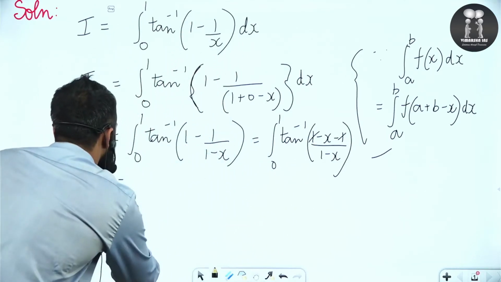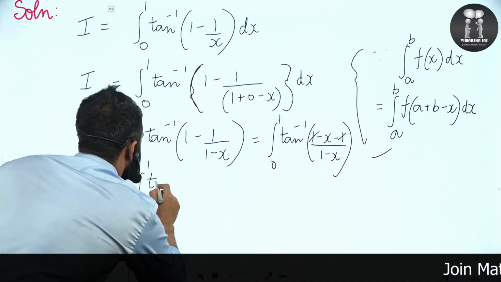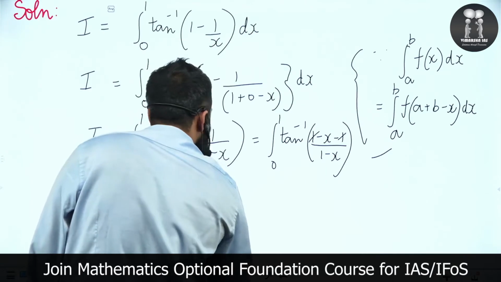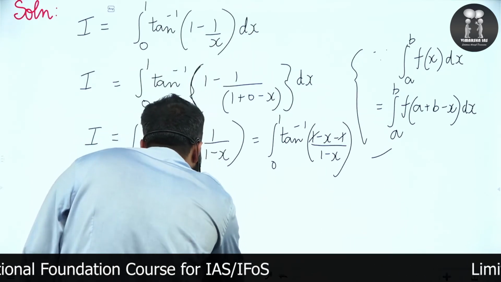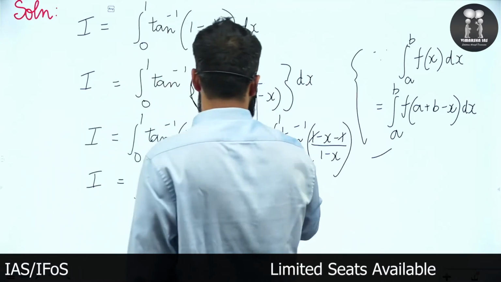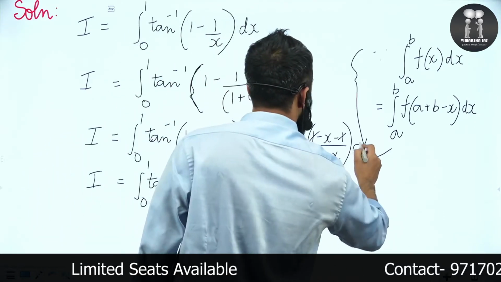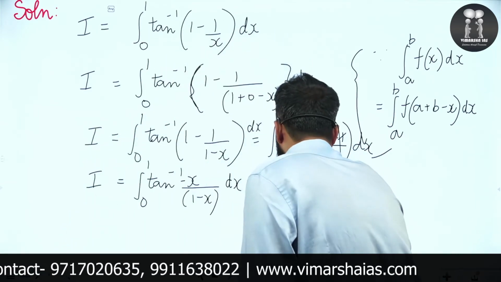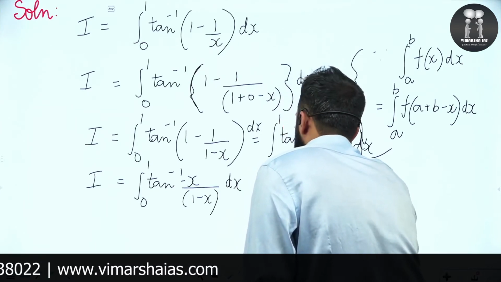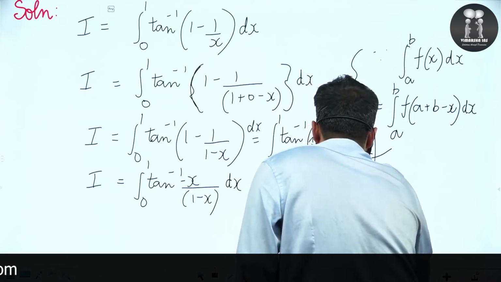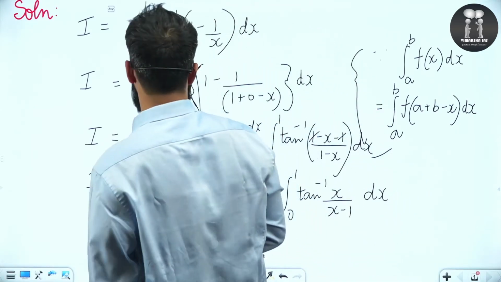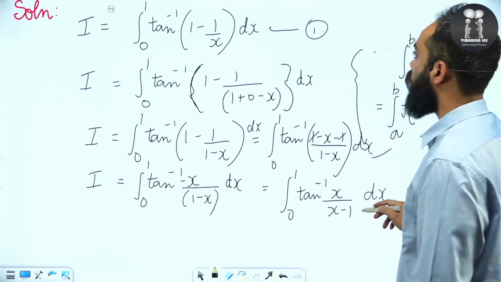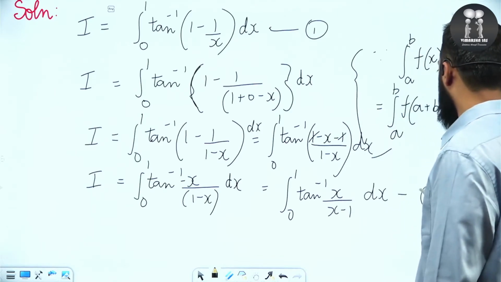So you will get I equal to the integral of tan inverse of x by x minus 1, or you can write it as tangent inverse x by x minus 1 dx. Put this as equation 1 and this as equation number 2.